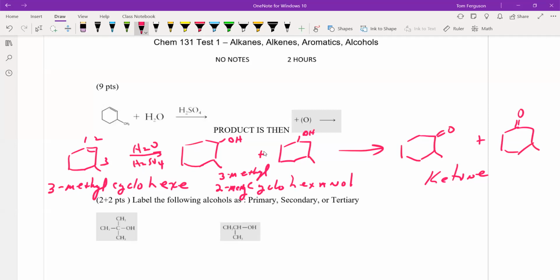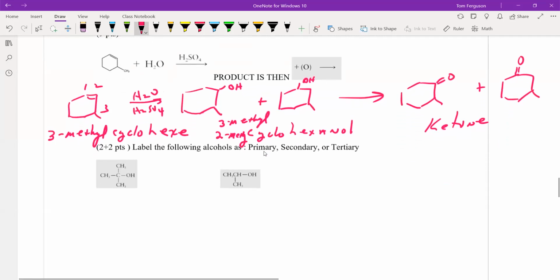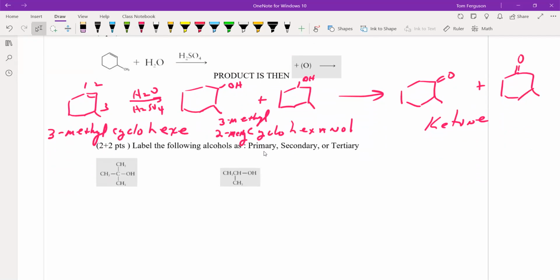All right, label the following. It's primary, secondary, tertiary alcohols. Okay, so this is going to be secondary, tertiary. Okay, when the OH is in the middle, it's secondary. When it's in the middle, but no hydrogens present, it's tertiary. And if it's on the end, it'll be primary, like ethanol.